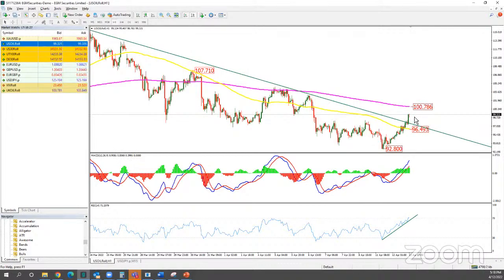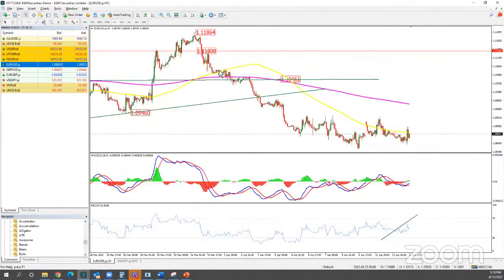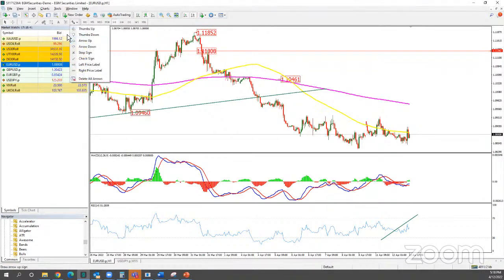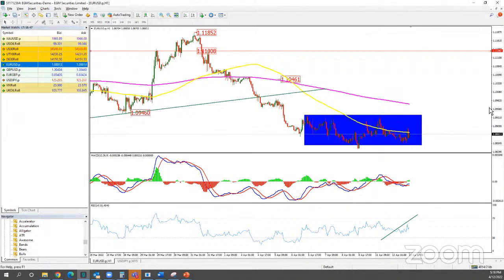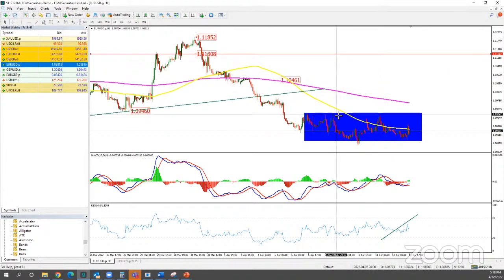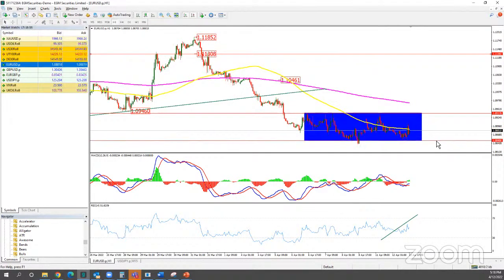Okay. Now let's go to another market, which is the euro dollar. Now, a lot of things are happening in the euro dollar. I know there are so many highs over here, so many points to point out. But if you look over here, let's add some shapes so you can see this area over here is a range happening. We saw prices tend to trade between these two lines, basically. The first one is here and the second one is here.